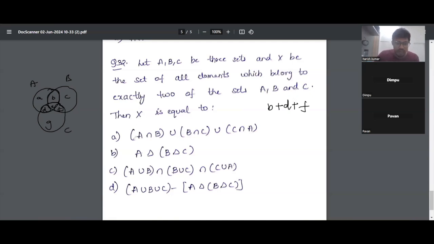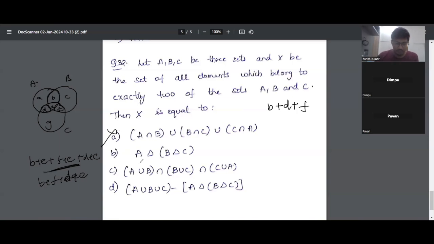So let's take the first option, A intersection B union B intersection C union C intersection A. A intersection B means I'll get this entire part, B intersection C means this entire part, and C intersection A means this entire part. When I take the union, I am getting all three of them, which means the middle part E is also coming. So A intersection B means B plus E, B intersection C means F plus E, and C intersection A means D plus E. So I'm getting B plus F plus D, but I'm also getting the intersection part E, which I don't want. So this is not the right option.